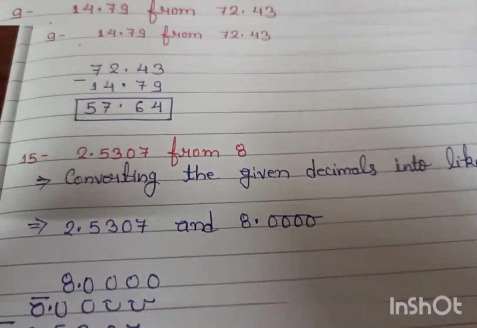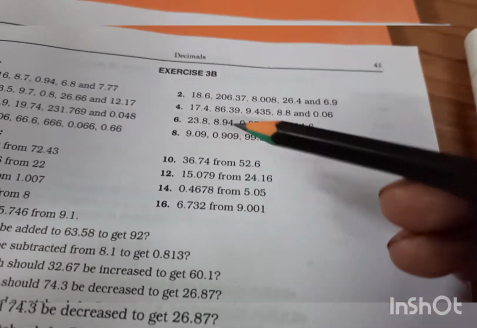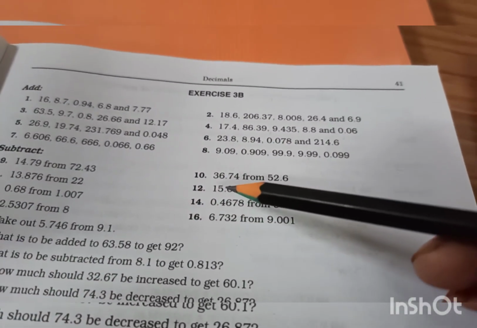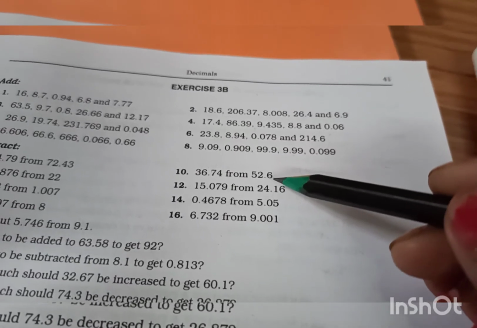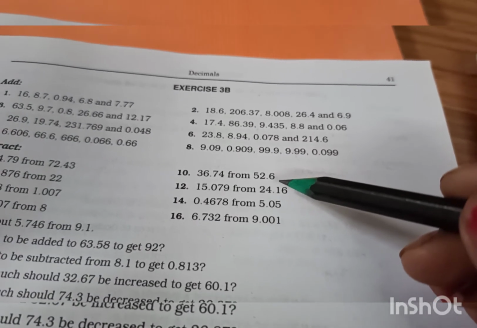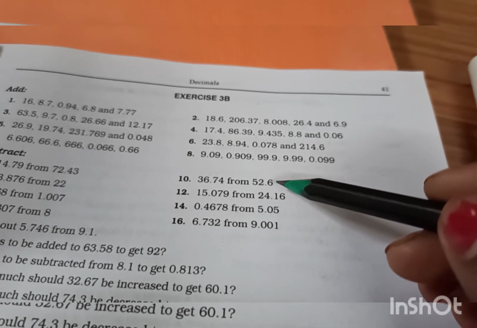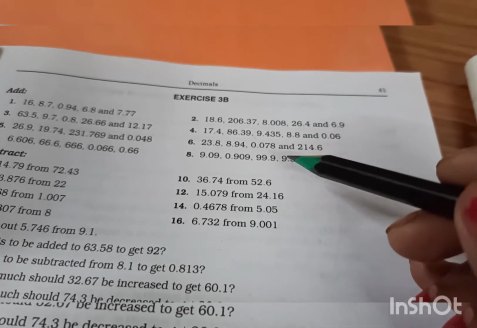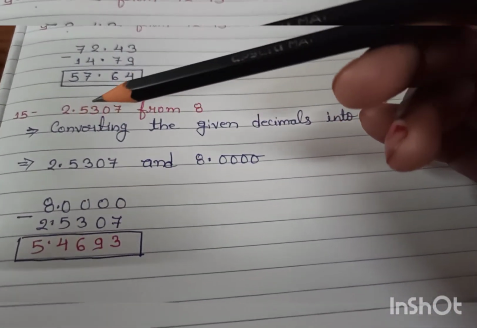And let's see our question number 15. Other questions are also the same, like 36.74. And one thing: if any number is not in like decimal form, we should convert it into like decimals by inserting 0. Okay, then let's see our next question. Question number 15.